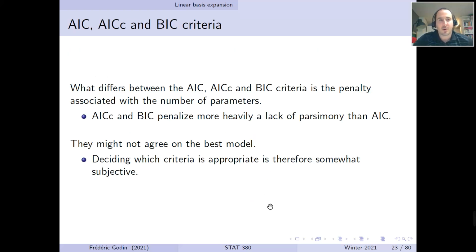Okay, so as we said, the AIC, AICC, and BIC assign a different amount of penalty for non-parsimony. For example, AICC and BIC penalize a lack of parsimony much more heavily than AIC. So depending on which criterion you use, you might favor more conservative models, which tend to be simpler, or if you use the AIC, maybe you'd allow for a bit more complexity in your model than the others.